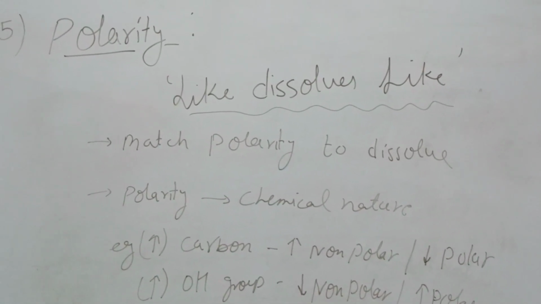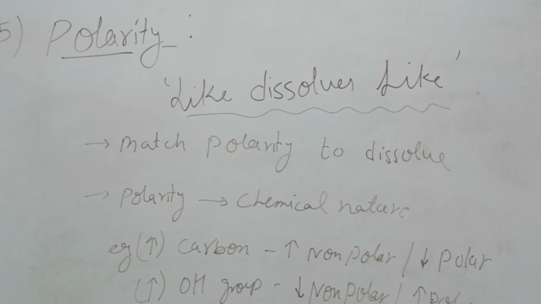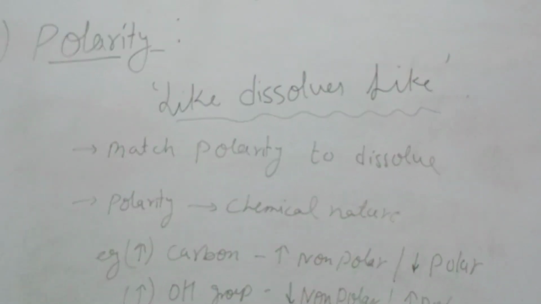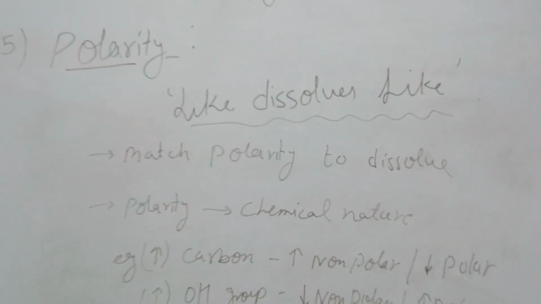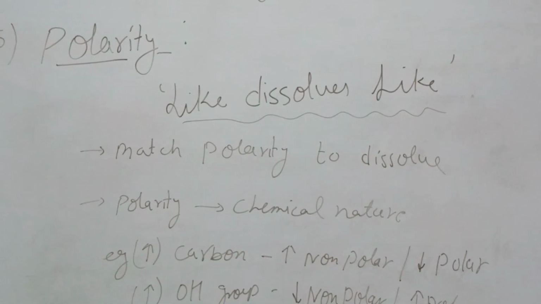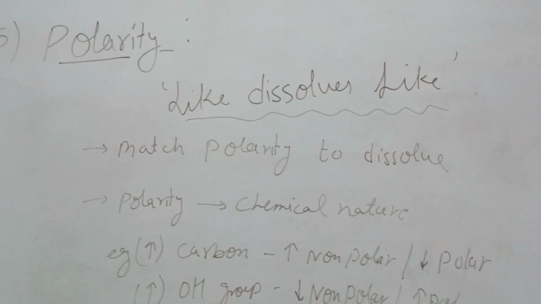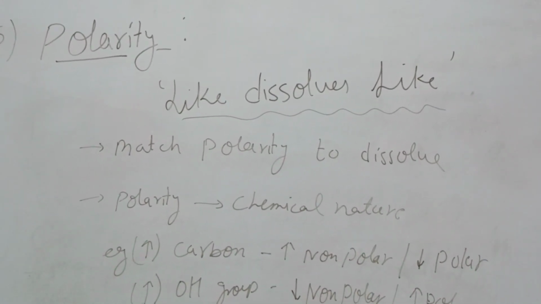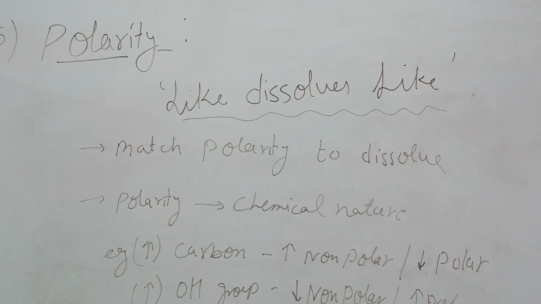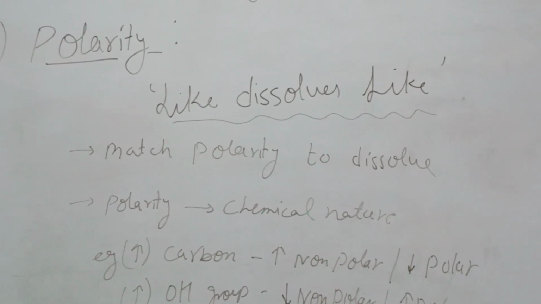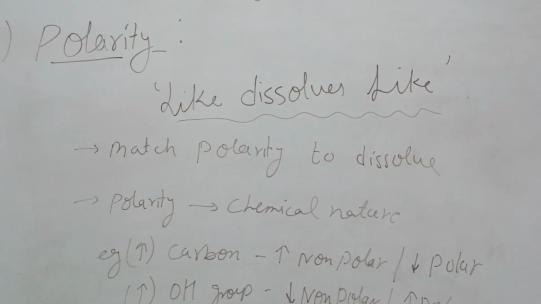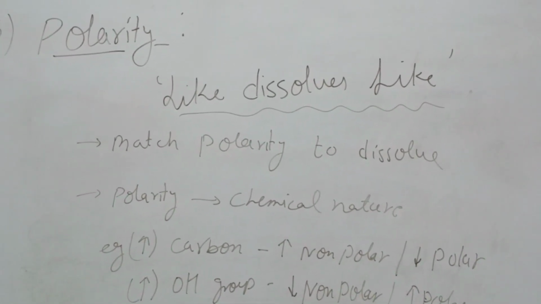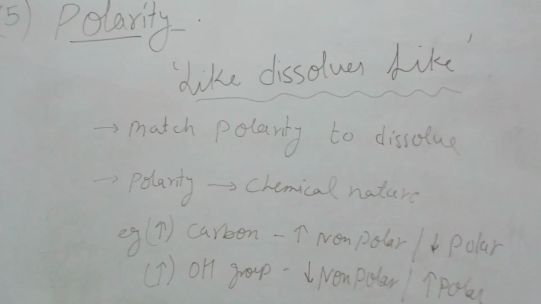And if the polarity of that particular solute does not match the polarity of the solvent, that solute cannot be dissolved in the solvent. So this principle states that whenever a solute has to be dissolved in a solvent, the polarity of the solute must match the polarity of the solvent. So what is polarity here?